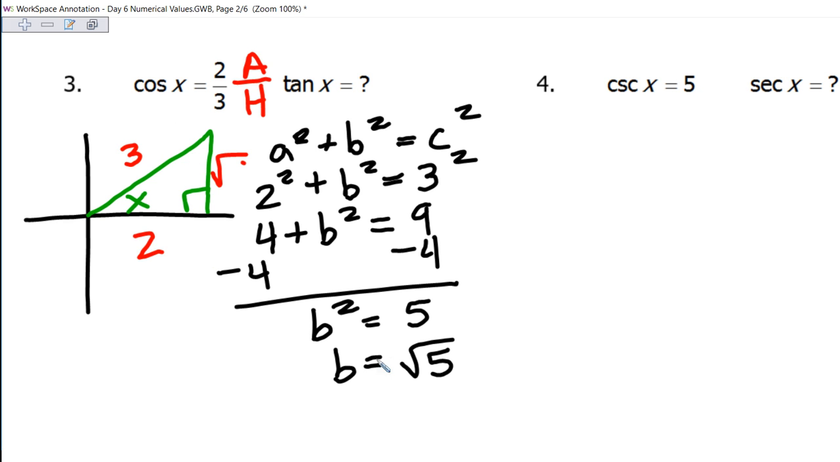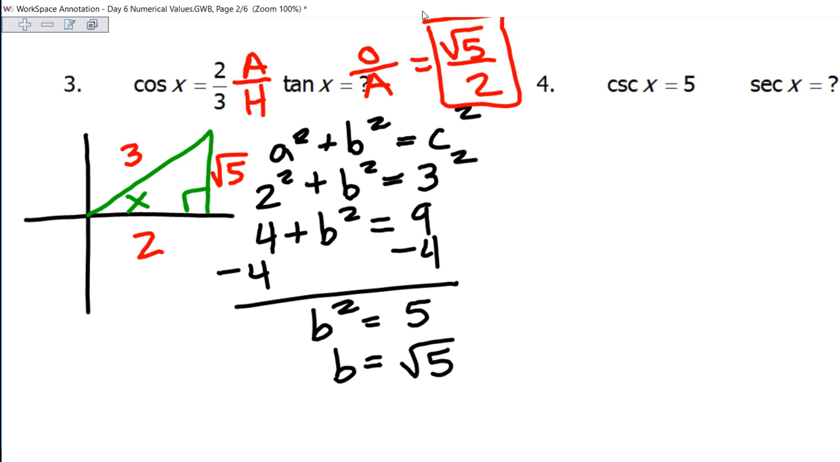All of that work, and what were they asking us to find? Tangent, and I know tangent is opposite over adjacent. So what's the opposite side? Square root of 5. Adjacent is 2. So the answer is square root of 5 over 2. Next one, number 4.